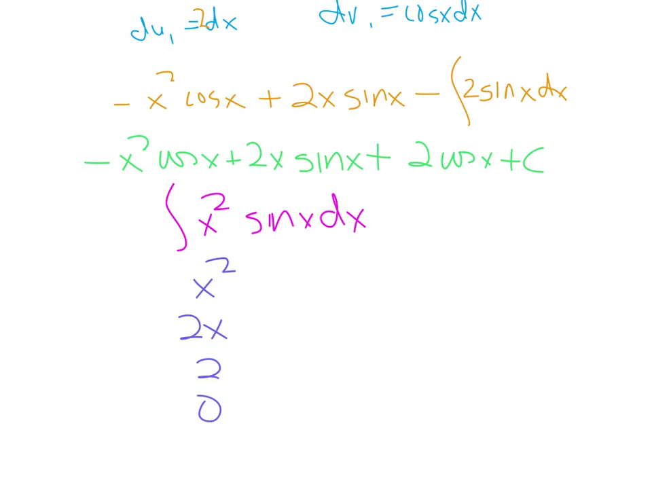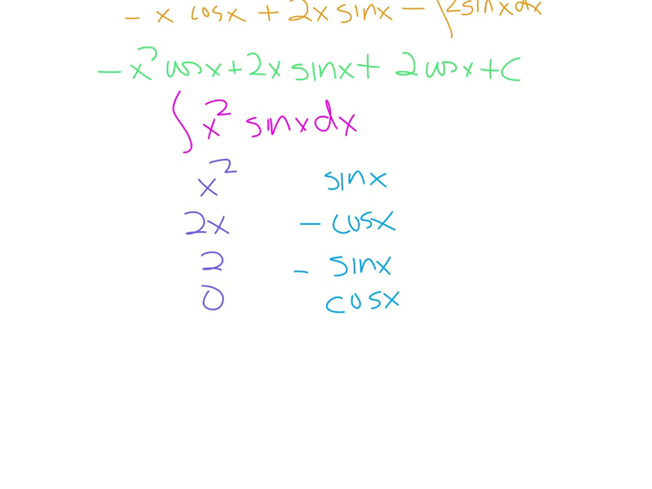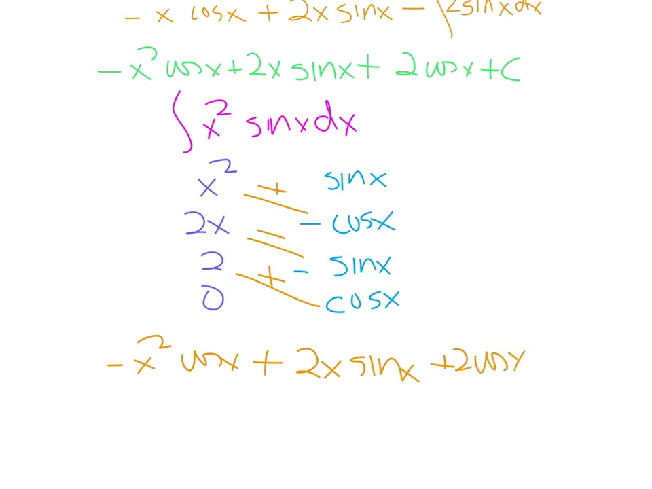X squared, 2x, 2, 0, taking the derivative of u stuff. And then sine x, that's v stuff, so dv, so antiderivative of that: negative cosine, negative sine, and then cosine. And let's combine these pieces and hope that we get the same thing. uv, negative x squared cosine x, minus the integral, so minus negative 2x sine x, and then minus minus, so plus 2 cosine x. Oh look, it's the same thing we had. You don't have to do both techniques, you just need one.